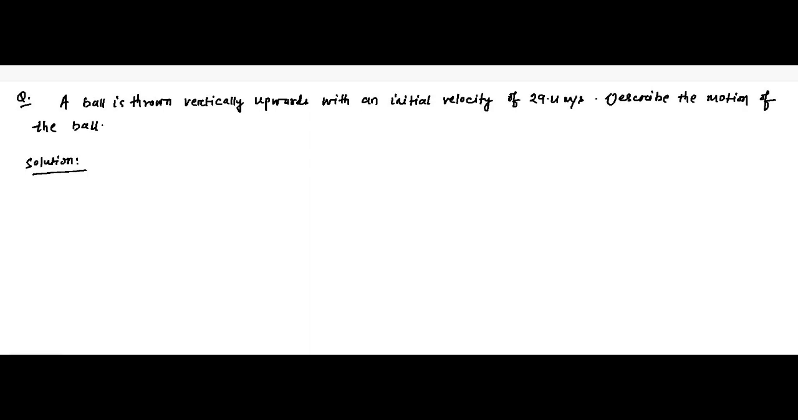Hello friends, so here is another question. It is given that a ball is thrown vertically upwards with an initial velocity of 29.4 meters per second, and we have to describe the motion of the ball.